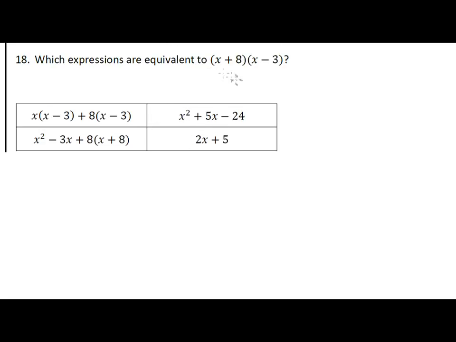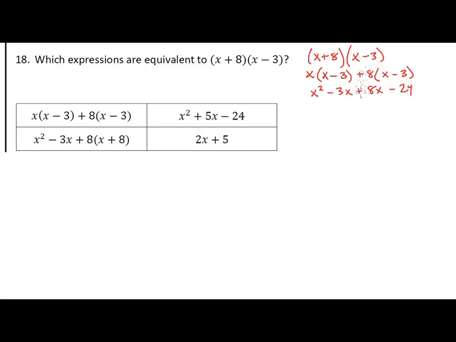So the way I would do this is I'm going to simplify this one first. So I'm going to do x plus 8 times x minus 3. Let's follow our rules of multiplying binomials. Take the first term of the first binomial times the second binomial, then take the second term of the first binomial and also multiply that one by the second binomial. X times x is x squared. X times negative 3 is negative 3x. 8 times x is 8x. And 8 times negative 3 is negative 24.